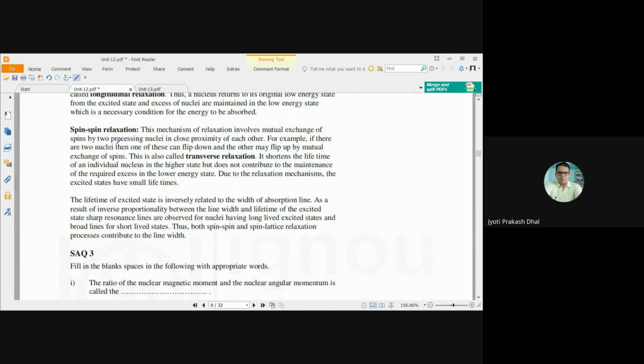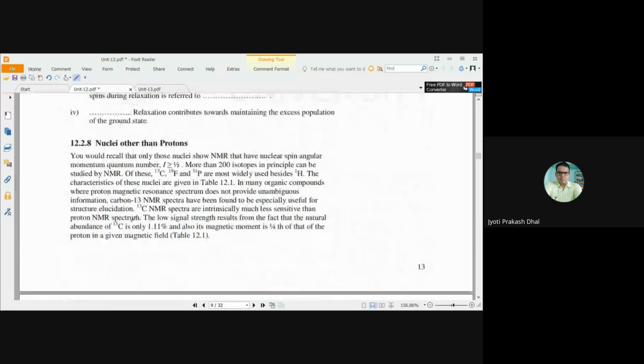And in spin-spin relaxation, the mechanism involves mutual exchange of spins by two precessing nuclei in close proximity with each other. For example, if there are two nuclei, one can flip down and the other may flip up. This mutual exchange of spins is also called transfer relaxation. So one nucleus at high energy state will transfer its energy to another nucleus which is at low energy state. That is called spin relaxation.